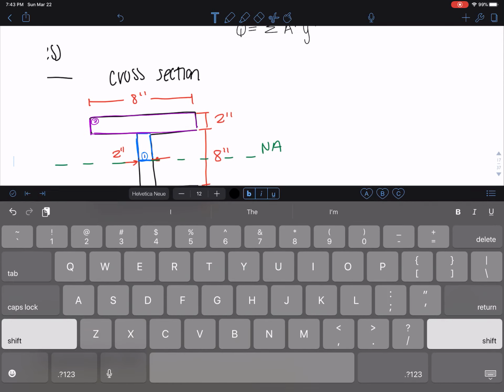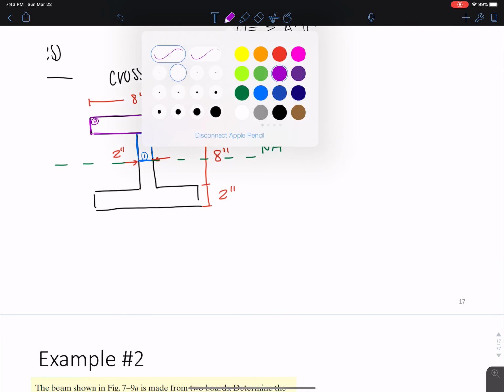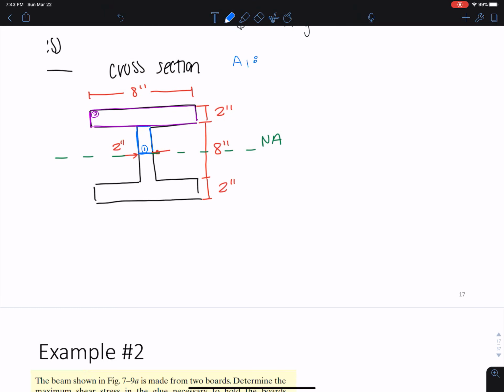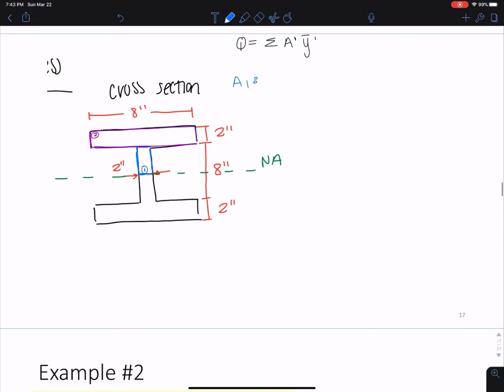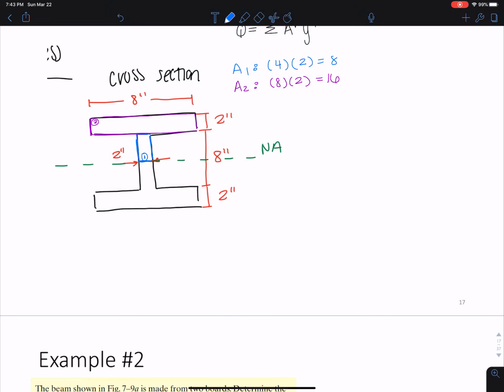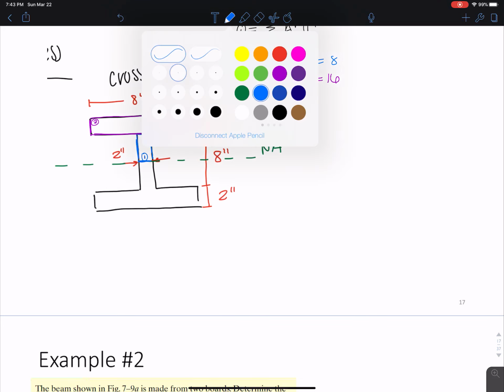Okay, so what I need first is to get the area. So let's do the area. This is the easy part. So the area of section 1 is going to be half of 8, which is 4, times the thickness, which is 2, and that's 8. Now, the area of section 2 is going to be 8 times 2, which is 16. Okay, not so bad. So the fun stuff comes when we're trying to calculate the y bars for each of these areas.